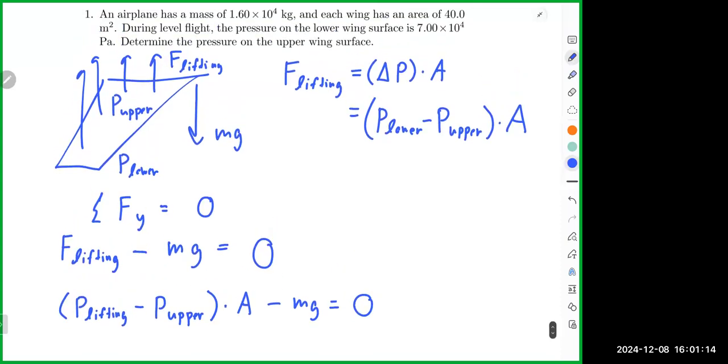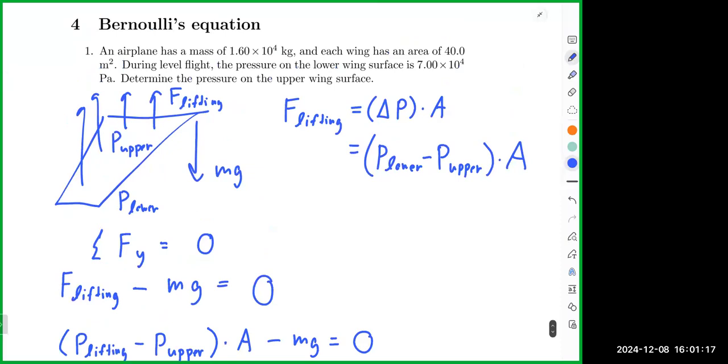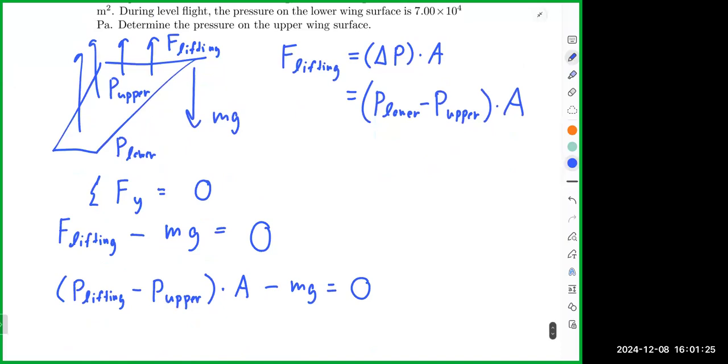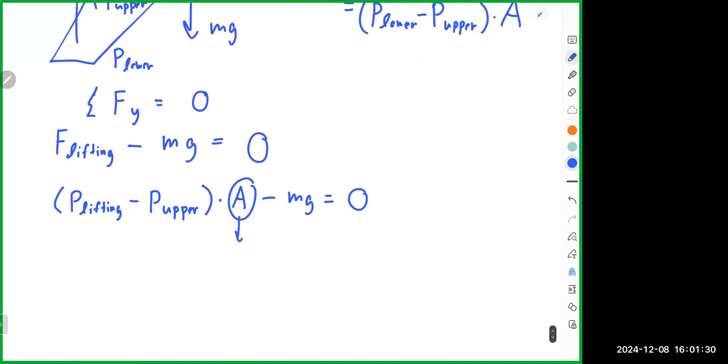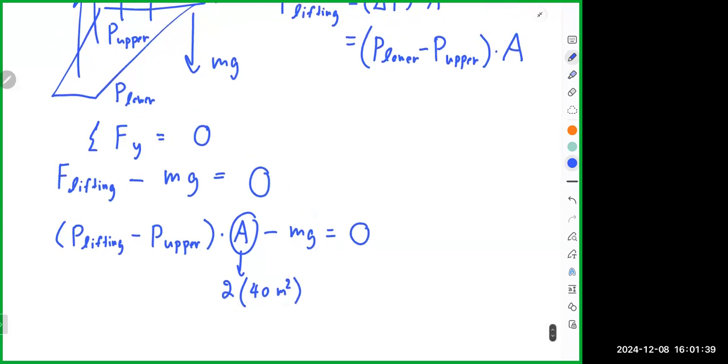But before that, no plane has only one wing, right? It has two wings. If so, the area right here must be 2 times 40 square meters. Okay? Because this is a plane, there will be two wings. Don't use just one wing to fly. Okay? It's not symmetric. Okay?